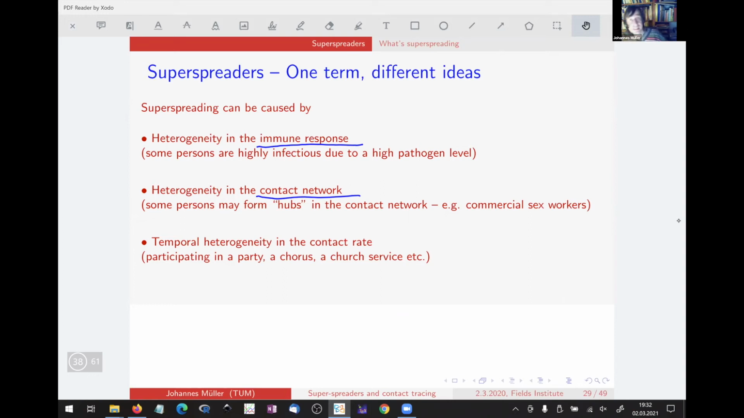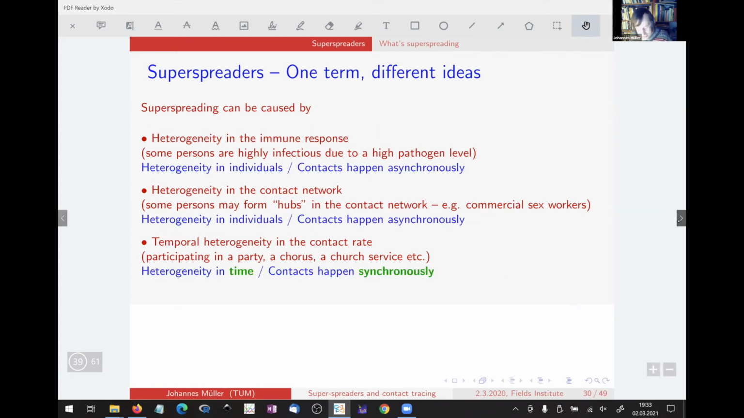But there's also a completely different mechanism of heterogeneity. So that's a temporal heterogeneity in the contact rate. So basically the idea is you visit a party, a birthday party, for example, and then for an hour you have a large number of contacts. And basically every person could do that. So there's no difference in the different persons, but it's a difference in time in the contact rate. So mostly we are sitting at home in home office, have contact with our family. Once in a while we go shopping, but perhaps we are invited by our grandma to her birthday, and so we meet 20 people, and that could be something like a super spreader event.